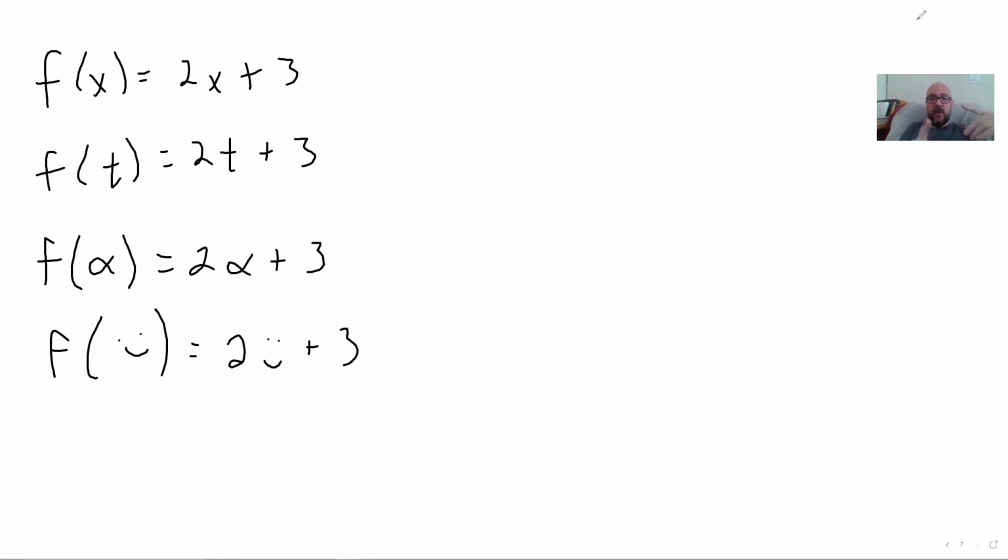Now, the other idea that I want to mention is the idea of inverse functions, which we're going to use a lot.